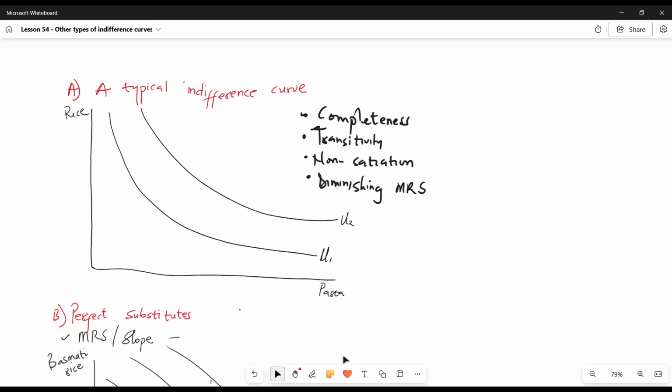Hi, welcome back. Our previous lesson was on deriving the indifference map. Today we'll be moving on to other types of indifference curves.